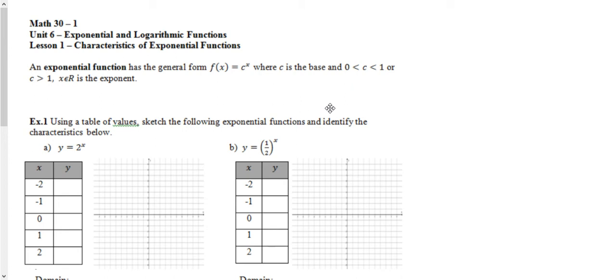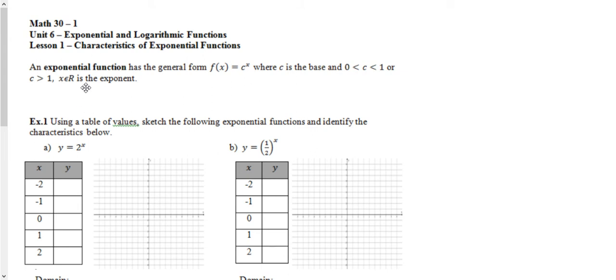So the first thing we're going to talk about is exponential function. What is it? It's basically in this general form of f of x equals c to the x, where c is your base value. That base value can be anywhere between 0 and 1, not including 0 and 1, so I'm looking for a fraction usually here, or a decimal, or it could be a c value greater than 1. So c can be any number that's greater than 1.